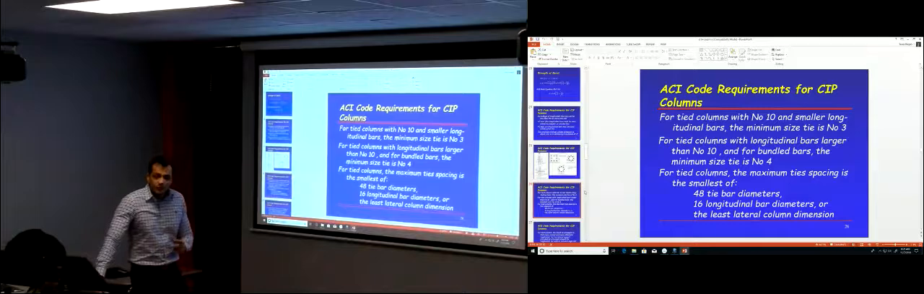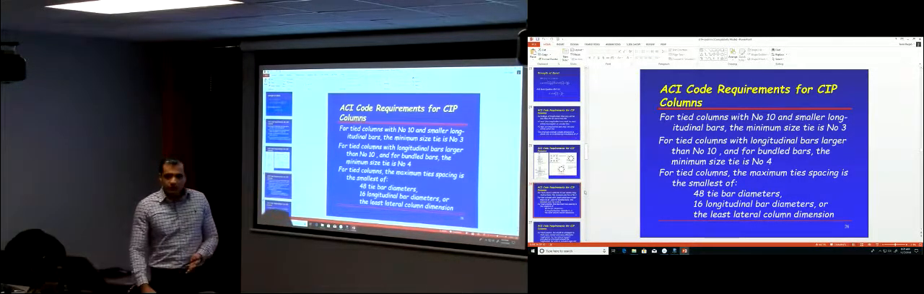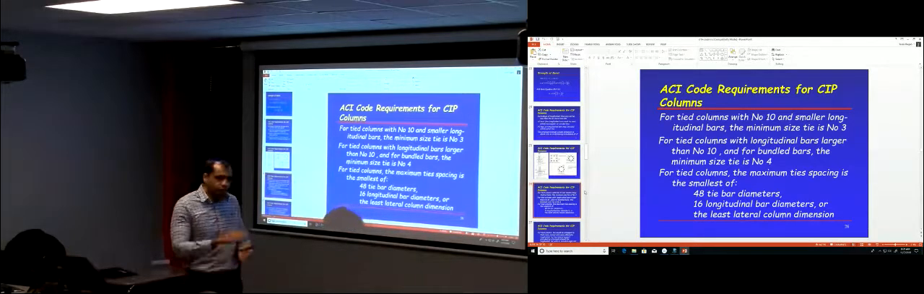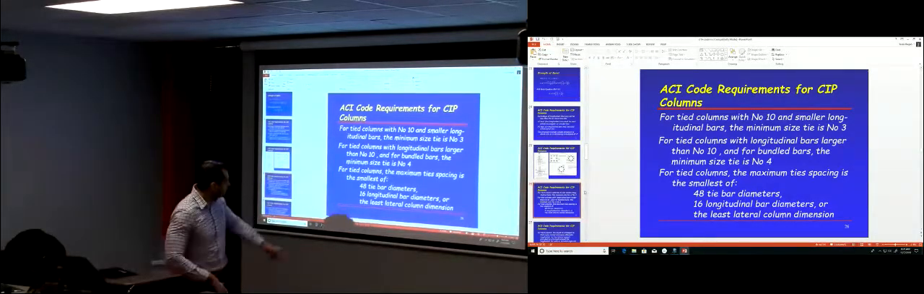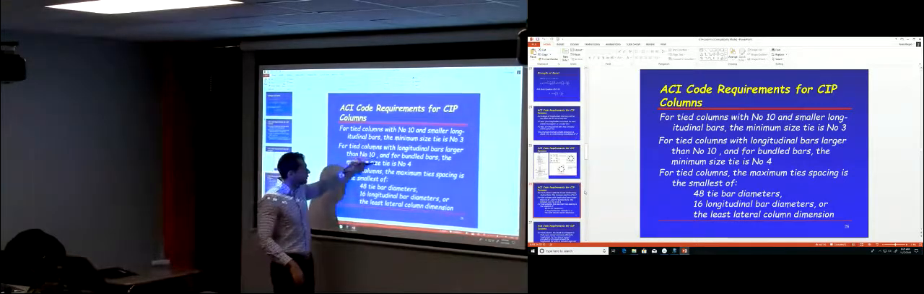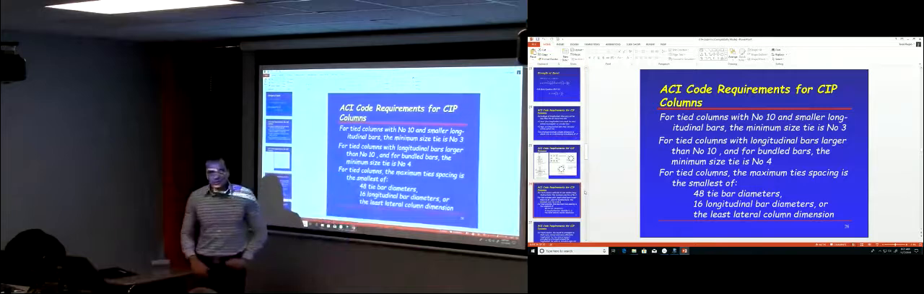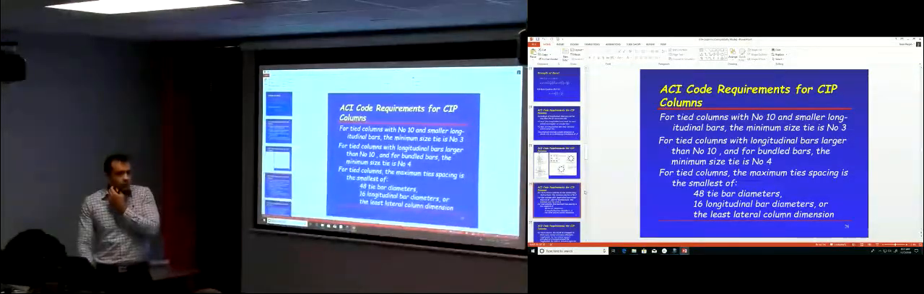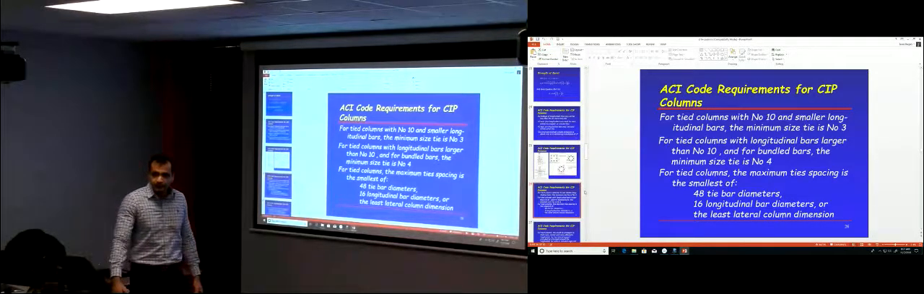So for the spiral, there is an equation that you have to fulfill. Once you find the spacing of those spirals and the diameter of the spiral, there is some limitation. The spacing of the spirals is limited to 1 to 3 inches, and the diameter is 3 inches of the spiral. For the ties, there is no equation to design the ties, but there is a limitation for the spacing of the ties, okay? That comes from here, and there is a limitation for the tie diameter, okay? It's either number 3 if you have number 10 or less, or number 4 if you have the longitudinal bars being larger than number 10, okay?